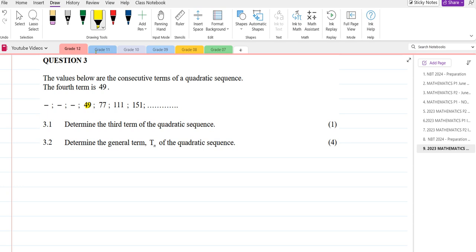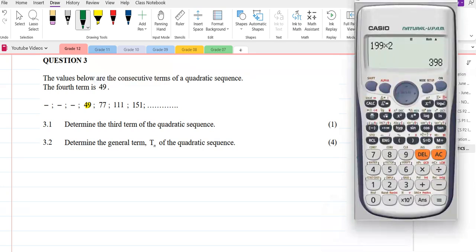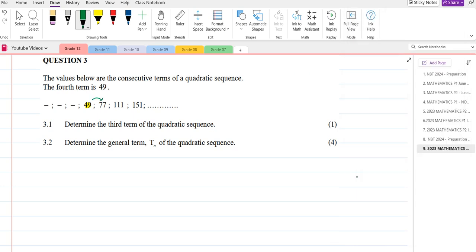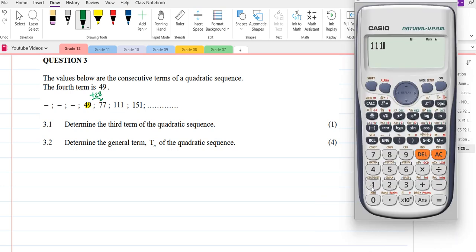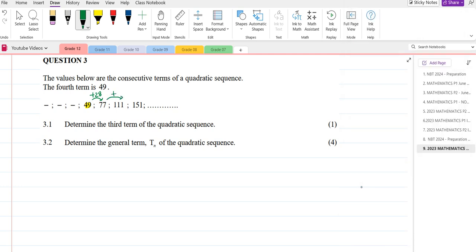So what are we doing from 49 to 77, 77 to 111, 111 to 151? We take the difference because we want the third term. So we need to find a pattern. 77 minus 49, we're adding 28 here, right? We added 28. 111 minus 77, we added 34. We added 34, right?